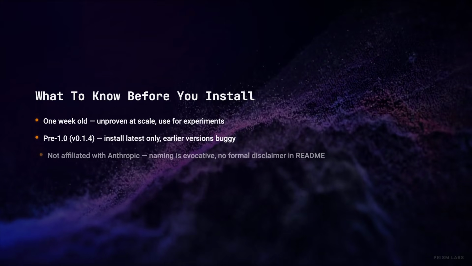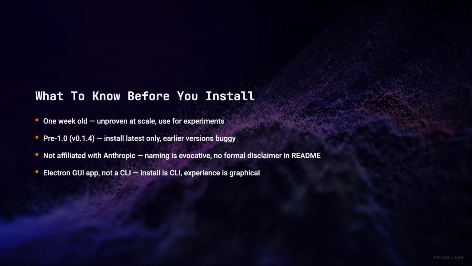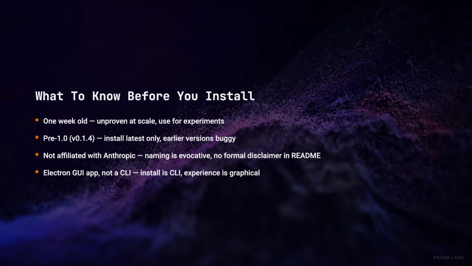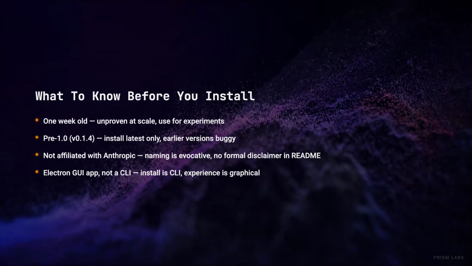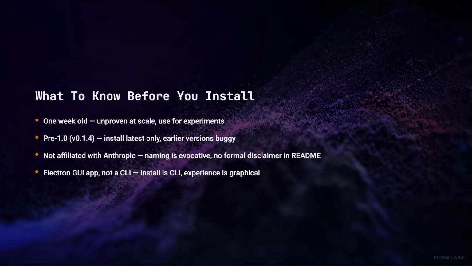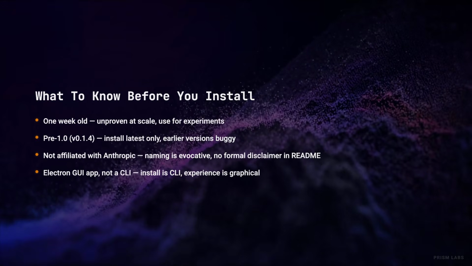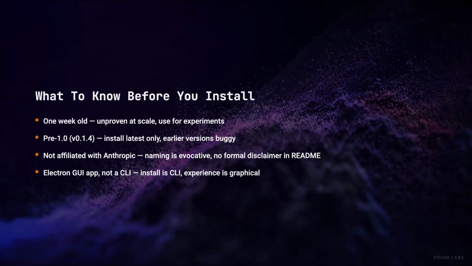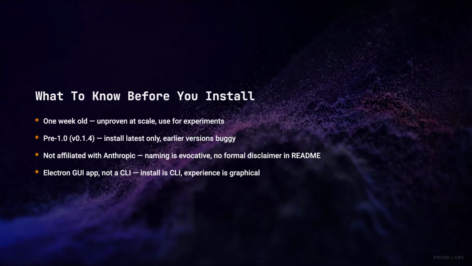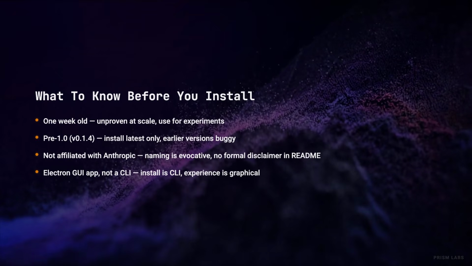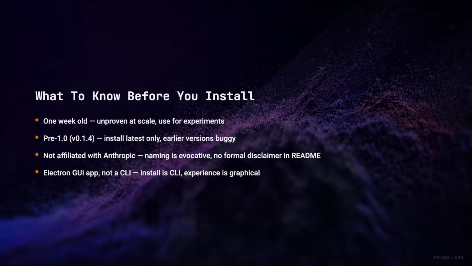Honest limitations. 1. This is 1 week old. Created April 18, 2026. Star count is hot, but the project is unproven at scale. Use it for experiments, not production-critical workflows yet. 2. Pre 1.0. v0.1.4 is the latest, and the changelog flags a big reliability wave, meaning earlier versions had real rough edges. Install v0.1.4 or later only.